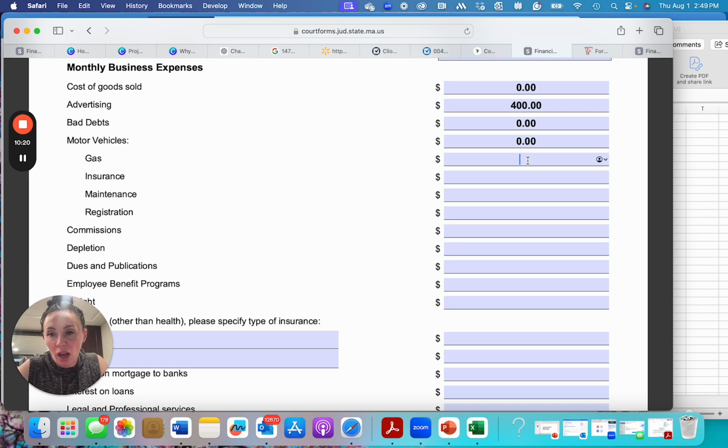So this pizza shop, they don't have a motor vehicle. I think maybe Uber Eats delivers for them. So these expenses are going to be 0 for the pizza shop, but maybe you are an Uber driver, or maybe you are a landscaper. These are expenses that you would have, so you would need to provide in this case, the 7-month average of them taken from your bank statements and report them accordingly.